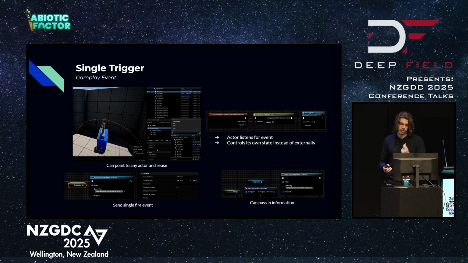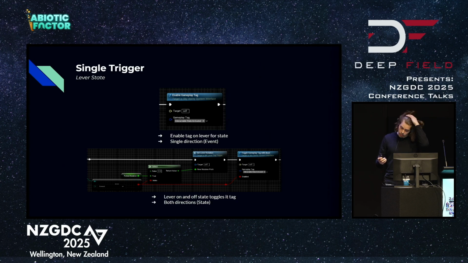Again, any single fire stuff, this is very helpful for. But obviously the key is it's not a switch back and forth, it's a single fire. That's where we can use tags. So first, better to leverage tags on our lever. We actually want it to change its own state with tags, so we can then query it later. So we can enable a gameplay tag, but because our lever has two states, on and off, it's not single fire, we actually then want to set the tag based on the current lever state.